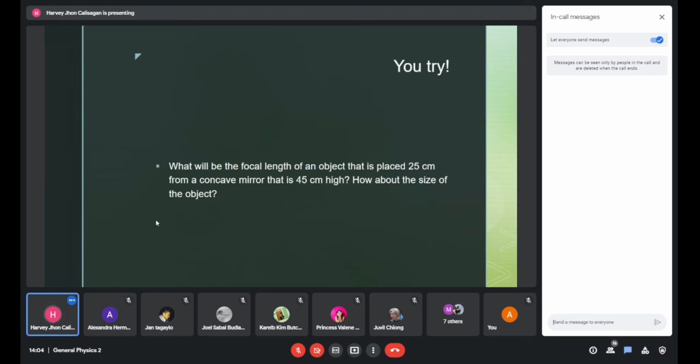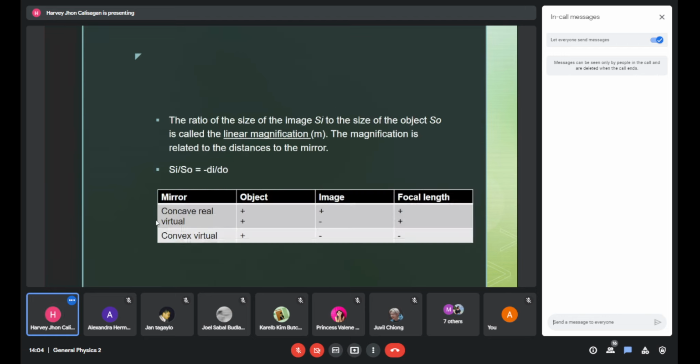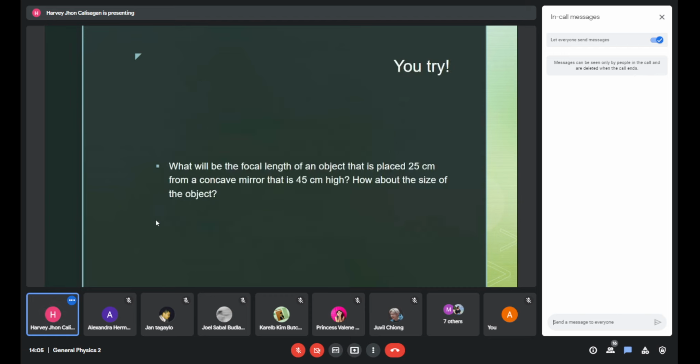Can you copy this one? This is another example for the mirror. Can you copy this one and then try to answer? Okay, what would be the focal length of an object that is placed 25 centimeter from a concave mirror that is 45 centimeter high? And then how about the size of the object?